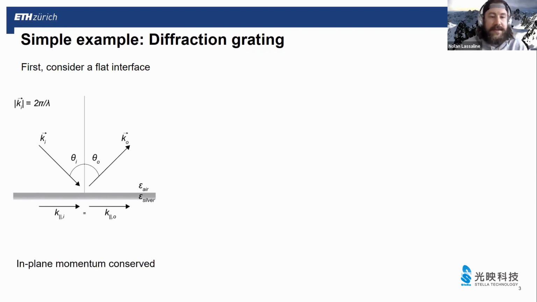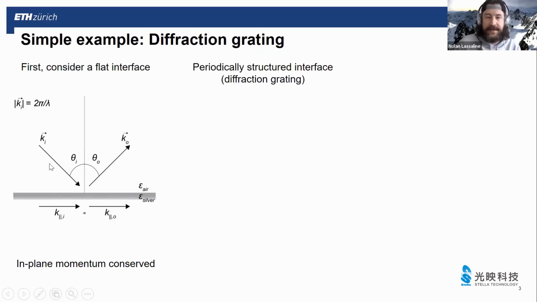Another way to think about this is that the in-plane momentum of the input and the output light is conserved upon reflection. And this in-plane momentum is a concept with which we can very handily understand diffractive optics. So now, if we take a periodically structured interface, so again, air and silver, this periodically structured interface is a diffraction grating, and it looks like this.